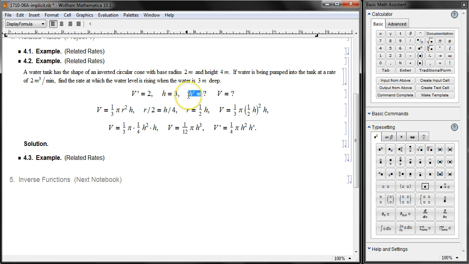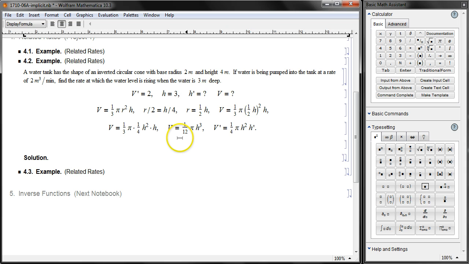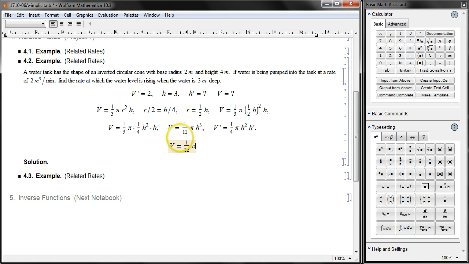These two unknowns: H prime is unknown, that's something we have to find out, and V is unknown, but probably we don't need it. We'll find it out anyway. From the first equation we get V equals 1/12 pi, and then what is H? It's 3, so from here you can find out the volume. But that's really an optional step because this problem did not ask you what the volume is. It asked you the rate at which the water level is rising. We want to find out H prime, so we have to work out the second equation.